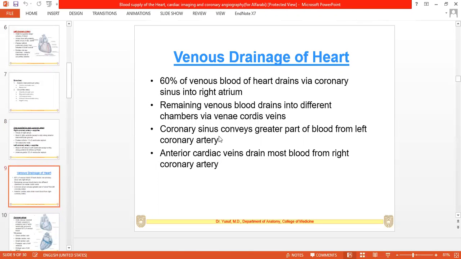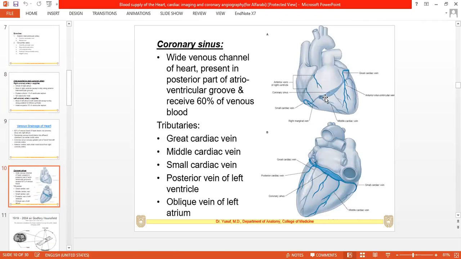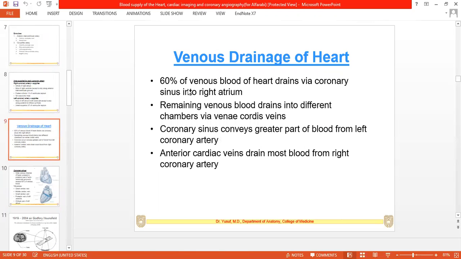Now going to the venous drainage of the heart. So almost 60% of the venous blood of the heart drains via the coronary sinus into the right atrium. There is something called the coronary sinus. So this is the largest vein of the heart. Okay, so this will be draining almost 60% of the venous blood of the heart.